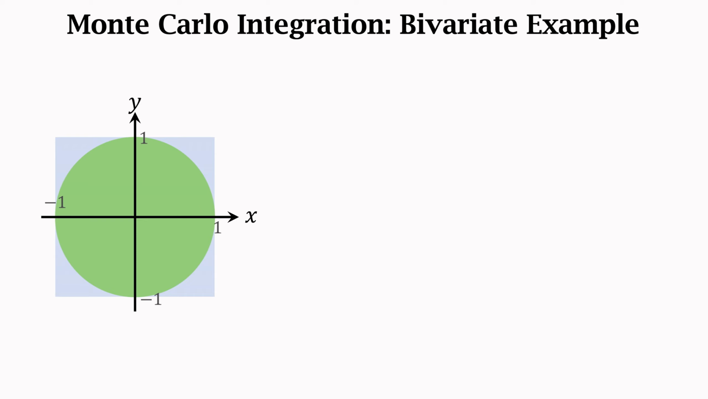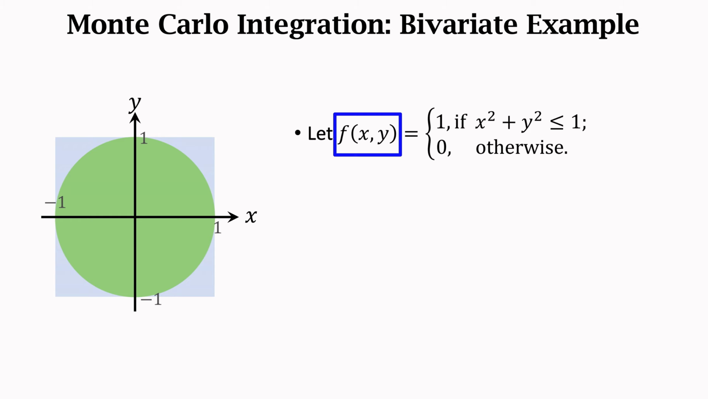I'd like to use this bivariate example to demonstrate Monte Carlo integration. I will use Monte Carlo integration to derive an algorithm for calculating pi. We have done exactly the same for approximating pi. The derived algorithms are the same, but the derivations are different. Define f as the bivariate function. It has two variables, x and y. If the variable (x, y) is in the green circle, then the function value is 1. Otherwise, the function value is 0.